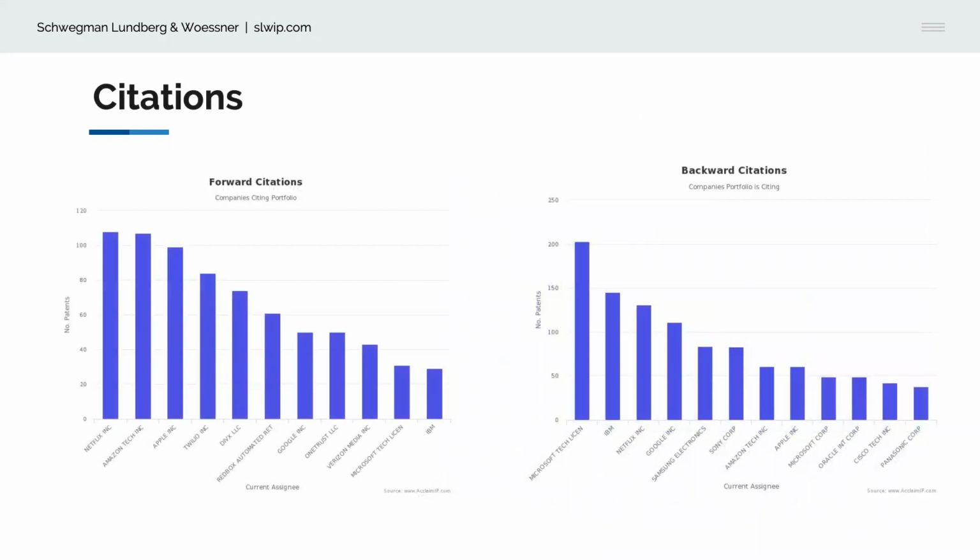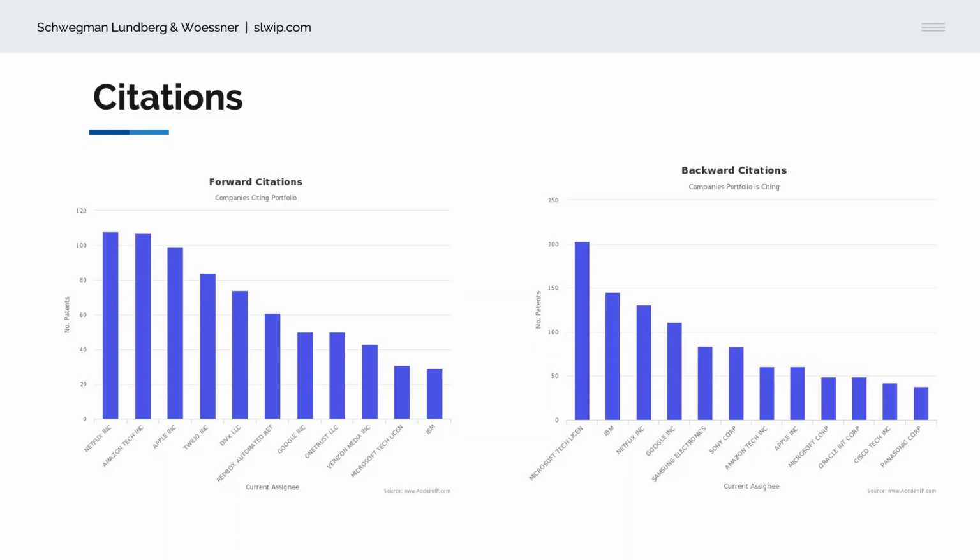So here we're allowed to see, this is more on a portfolio level. You can easily see forward citations, which is which companies are citing your portfolio or the portfolio that you're looking at, and backward citations, which companies you are citing the most. Tim, Andre, for a comment.